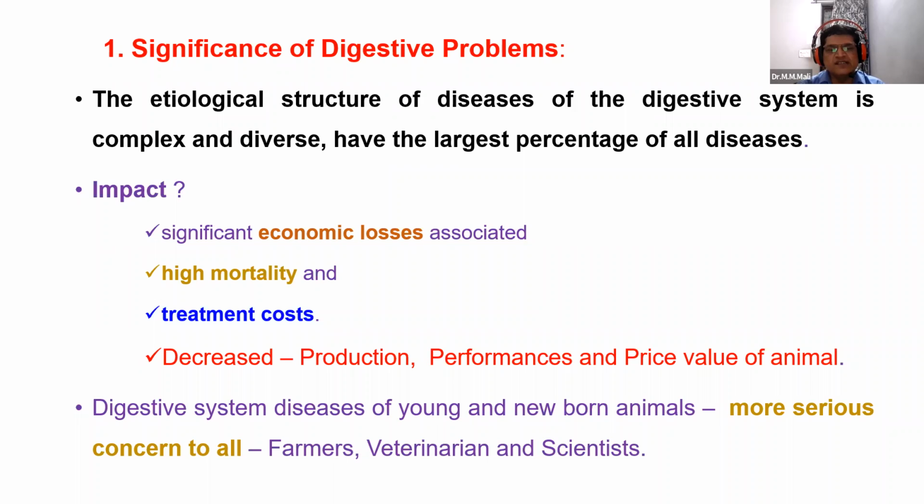Digestive system diseases of young and newborn animals are still a more serious concern to all the farmers, veterinarians and scientists, because there are so many diseases that affect the digestive system of young and newborn animals, and they are still uncontrollable. Though advanced practices are now being introduced, these diseases are still a serious concern to all.